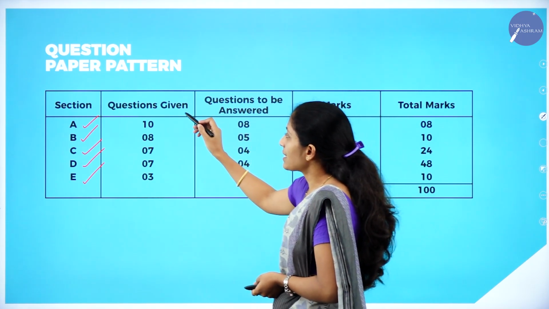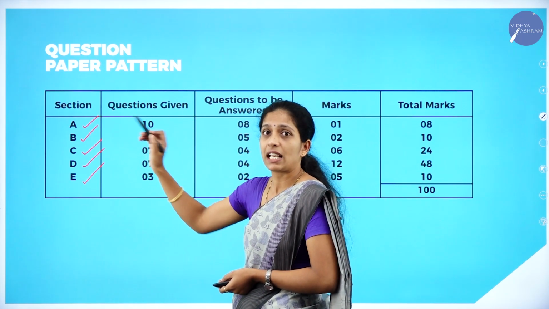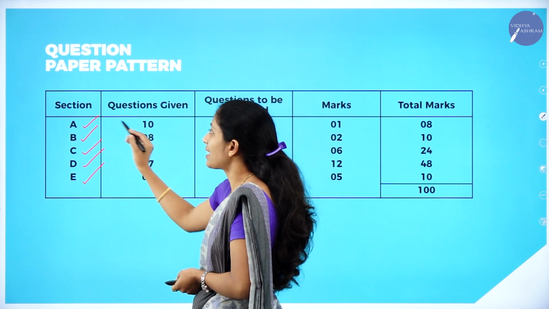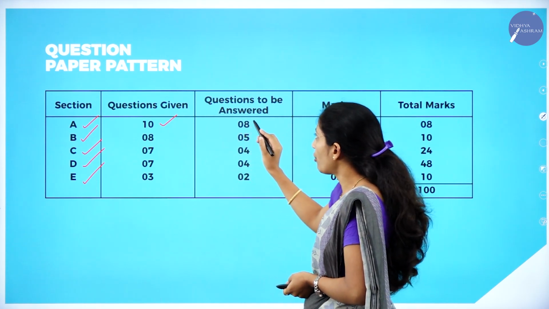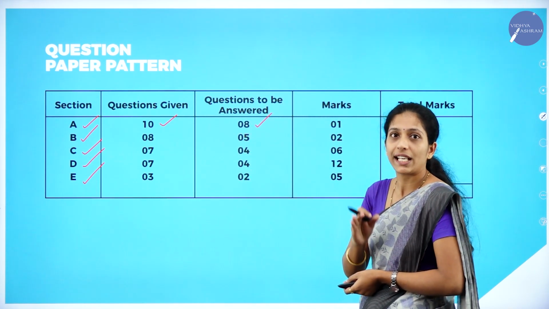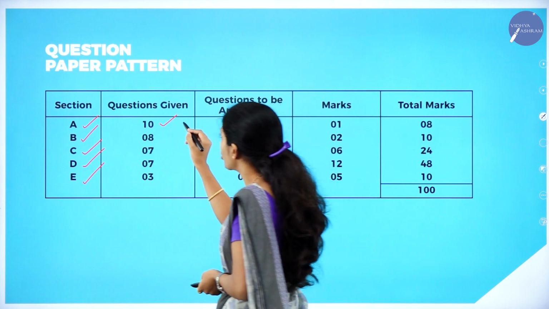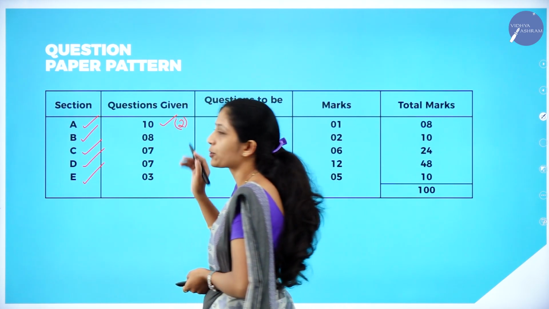Now, what is the number of questions given in a particular section? Under Section A, they will give you 10 questions, out of which you have to answer only 8. So here you will have an option of 2 questions.